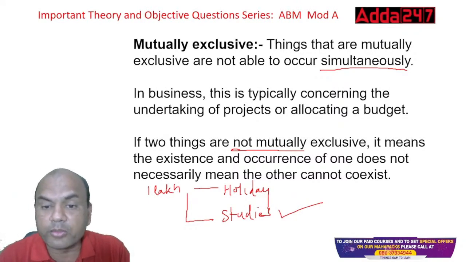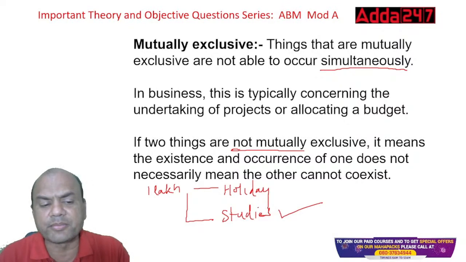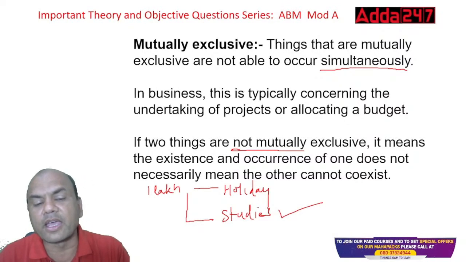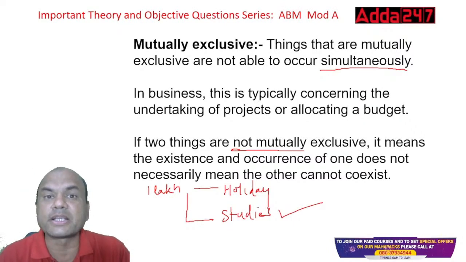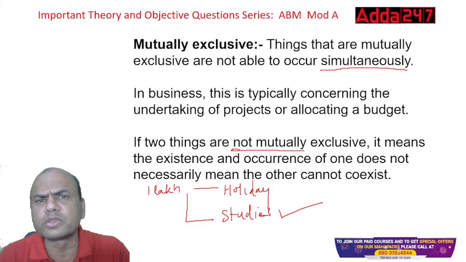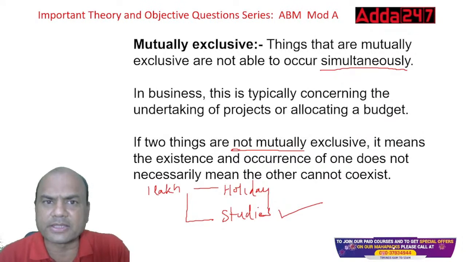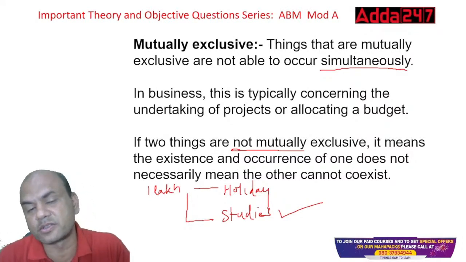But if they are not mutually exclusive, it means both the things can coexist at the same time. I can have scoring a first class and passing; both are not mutually exclusive. Why? Because I can pass as well as score in the first class, but passing and failing are mutually exclusive.